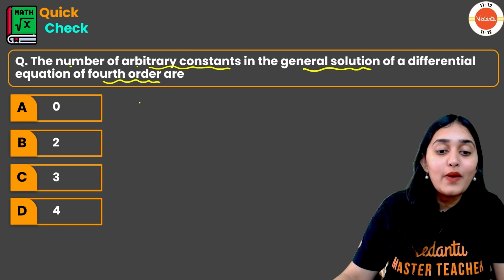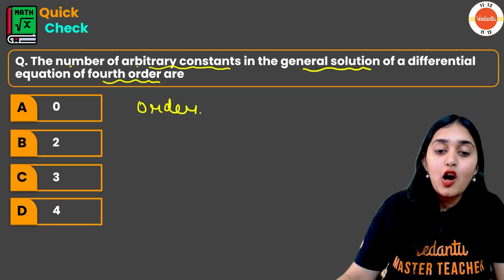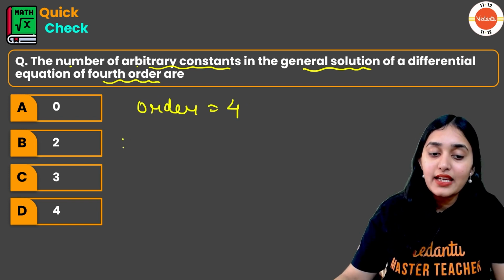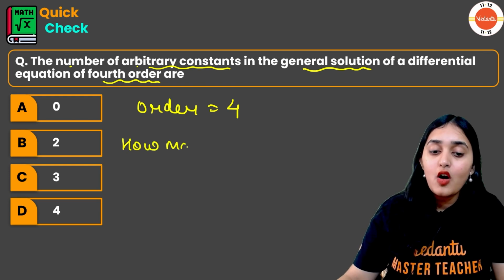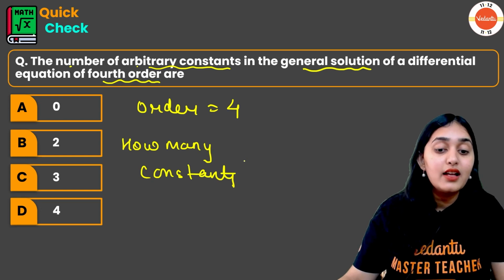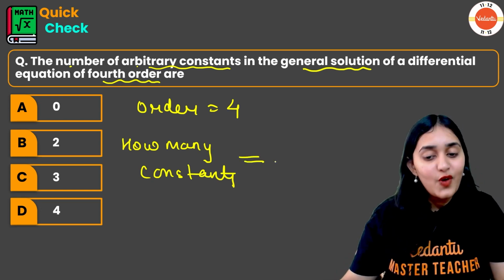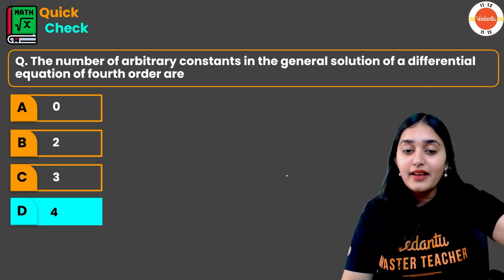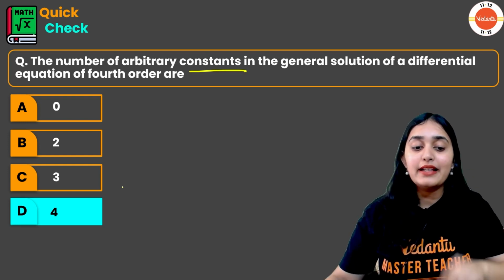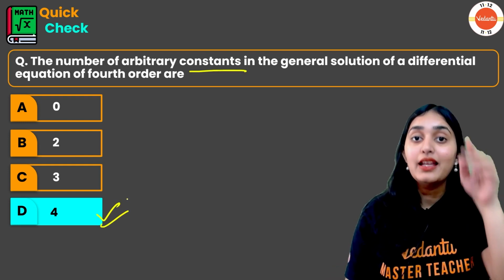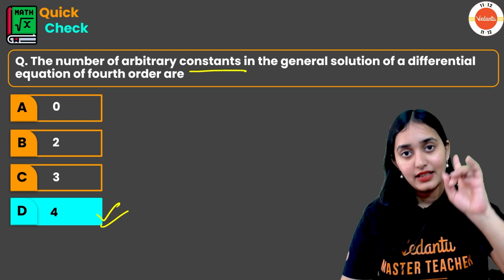Next question. Find the number of arbitrary constants in the general solution for the differential equation having fourth order. In the question they are telling you the order is 4. They are asking you how many constants will be there. Just now I told you the formula. It will be 4 only because the order and the number of constants are same. This type of question is asked, so please note down this formula.